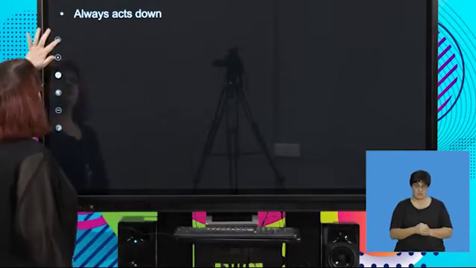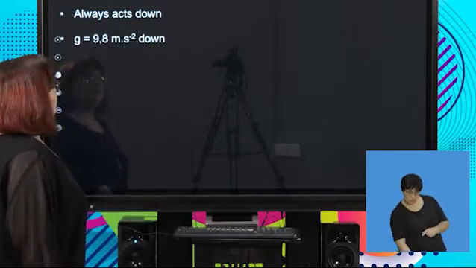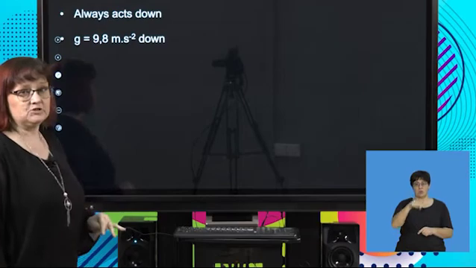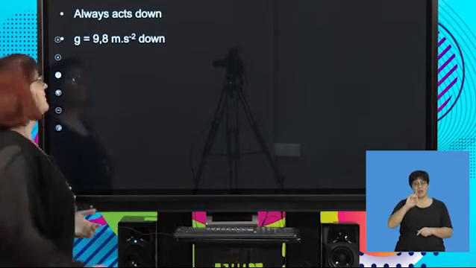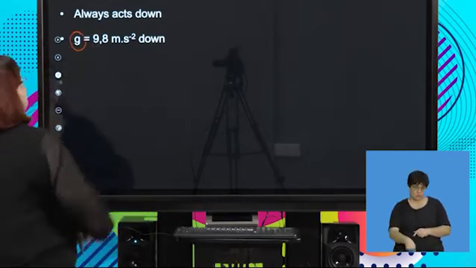We always have a force of gravity. This value cannot disappear, and it always acts down. You'd be surprised how many times I get told it acts up. It is always 9.8 meters per second squared down. Its official symbol is little g.